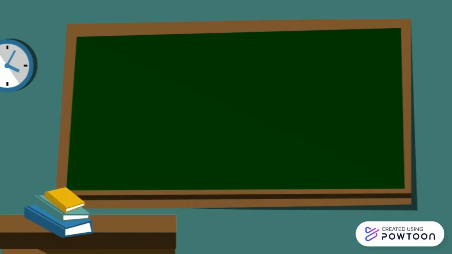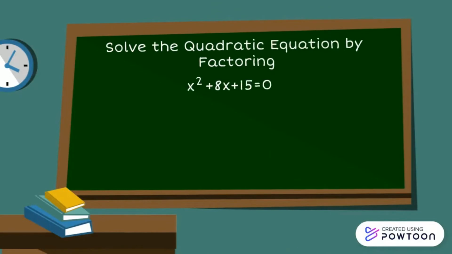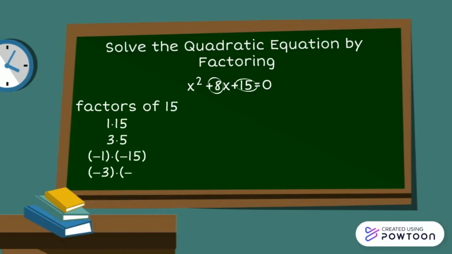Second example, solve the quadratic equation by factoring of x squared plus 8x plus 15 equals 0. Find two numbers whose product equals 15 and whose sum equals 8. List the factors of 15. 1 times 15, 3 times 5, negative 1 times negative 15, negative 3 times negative 5. The numbers that add to 8 are 3 and 5.